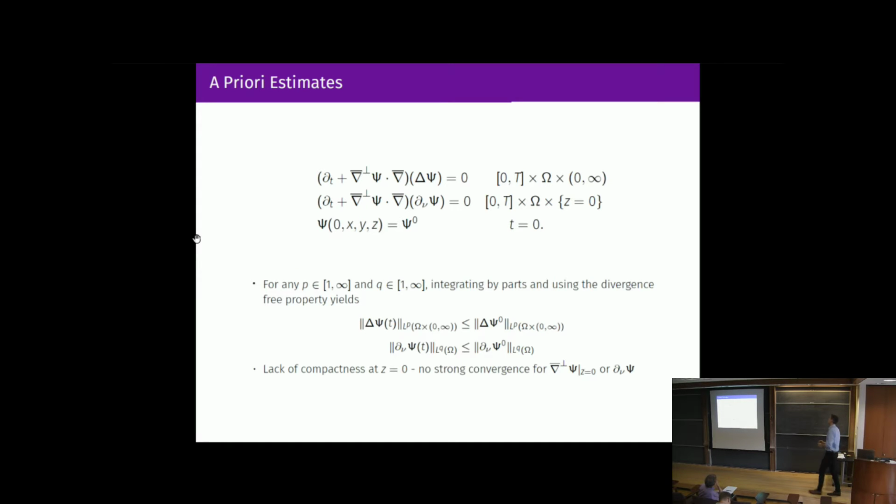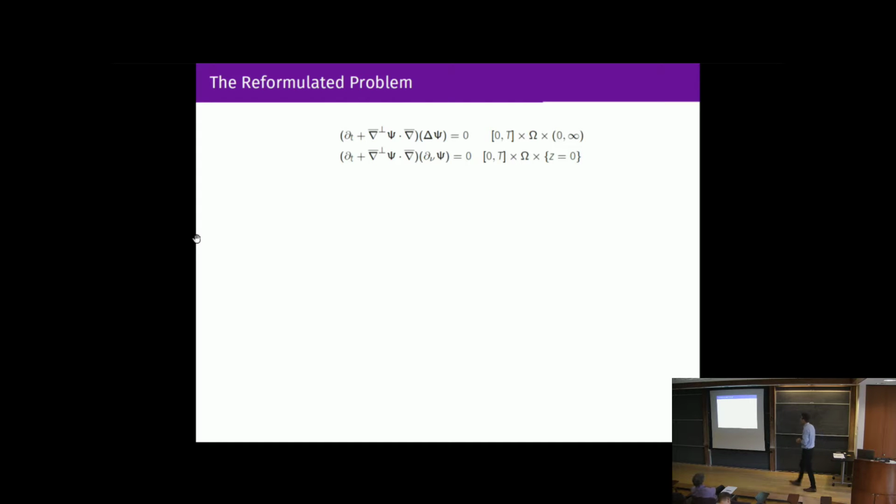And the first thing is, of course, what are my a priori estimates for the inviscid model? Well, due to the divergence-free structure of the transport, I have preservation of the Lebesgue norms of the vorticity and the Neumann derivative. But the issue with these estimates is that if I have a uniformly bounded sequence of ∂z psi at z equals 0, I can pass to a weak limit, but I won't have strong convergence for either the velocity or the Neumann derivative at z equals 0, which means that I have some issues with compactness at the boundary. So the way to get around this lack of compactness is to find a reformulation of the system. And that's the next tool that we used repeatedly.